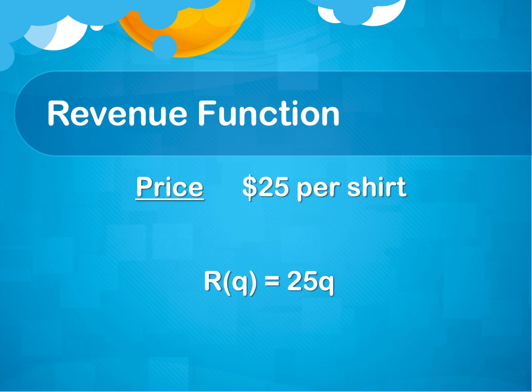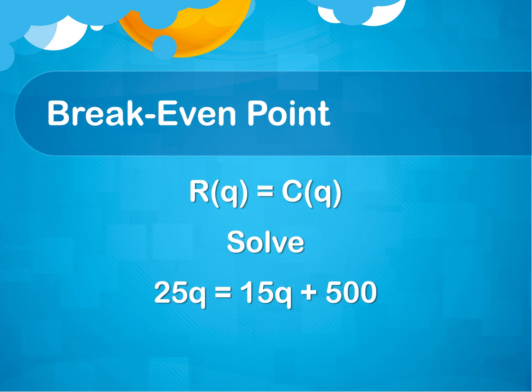Now let's consider revenue. So let's consider selling it at a price of $25 per shirt. So my revenue function, R of Q, would be equal to 25Q, where I just multiply the price, $25, times the quantity, the number of shirts sold, Q. So the break-even point would be when the revenue actually equals the cost. And so what I need to do is solve the following equation. 25Q, the revenue, equals 15Q plus 500, the cost.